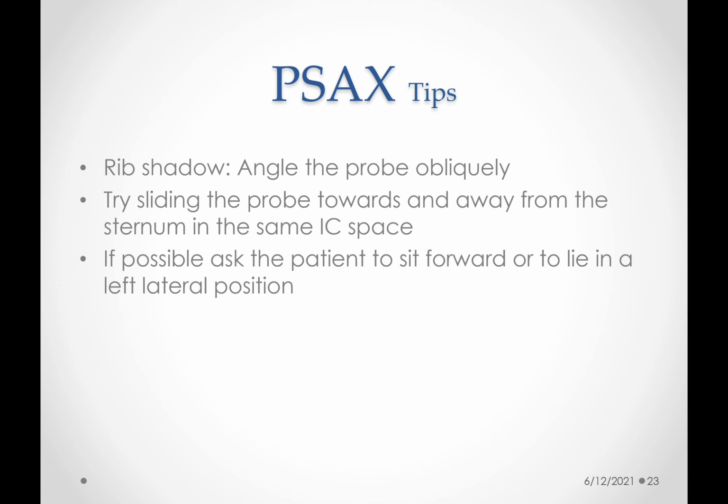So to get a good parasternal short axis view, you can more or less follow the same tips for the parasternal long axis view. So angle the probe obliquely if you find a rib shadow, or try sliding the probe towards and away from the sternum in the same intercostal space. And if the patient is well enough, ask him or her to sit forward or to lie in a left lateral position.